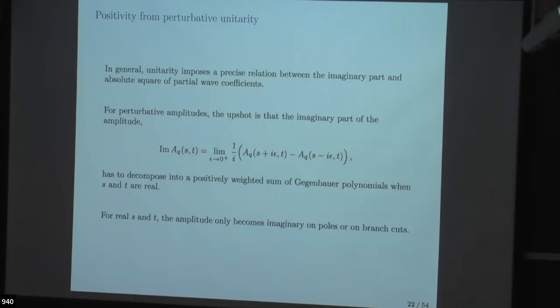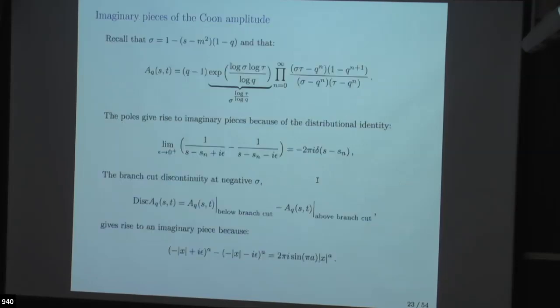So oftentimes if I say positive, really you should think of it as non-negative. Like zero is okay. Zero is okay as well, right? So okay, we want to look at this imaginary part, right? And so for real Mandelstam invariants, we get an imaginary part only on poles or on branch cuts. So here I've written down the Coon amplitude again, right? And so the poles, that gives us imaginary pieces, right?